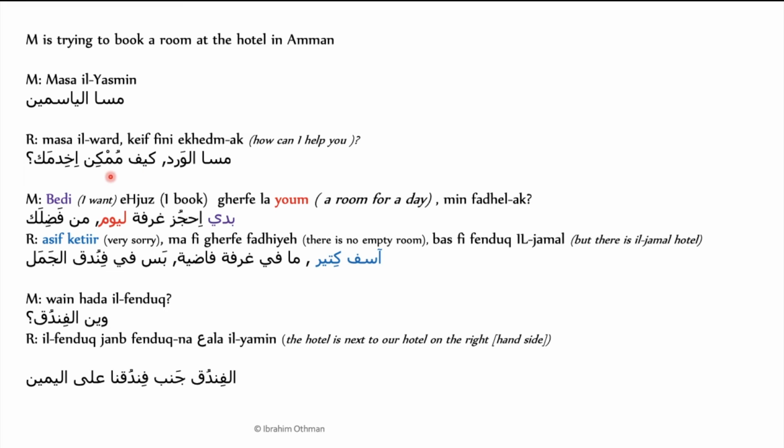كيف ممكن أخدمك? How can I help you? مسا الورد. كيف, how, ممكن is it possible, أخدمك to help you. M says, بدي أحجز, I want to book.